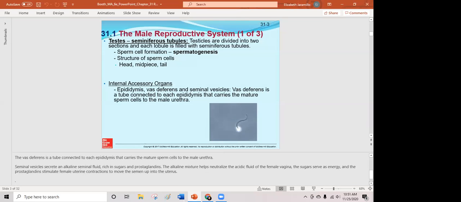Seminal vesicles secrete an alkaline seminal fluid. This is rich in sugars and prostaglandins. The alkaline mixture helps neutralize the acidic fluid of the female vagina. The sugar serves as energy, and the prostaglandins stimulate female uterine contractions to move the semen up into the uterus.